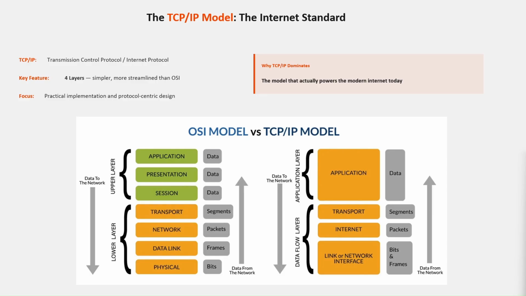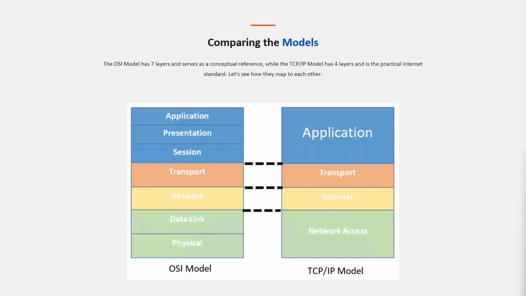The biggest difference is that the TCP/IP model combines several of the OSI's functions into single layers. This makes it more efficient for implementation, which is why it's become the dominant standard. Let's see how the two models stack up against each other. This is a crucial concept to grasp.